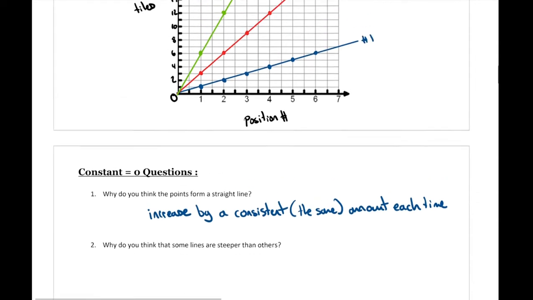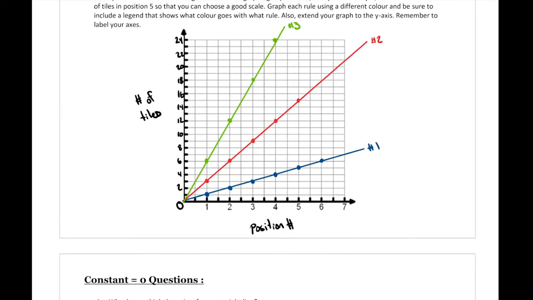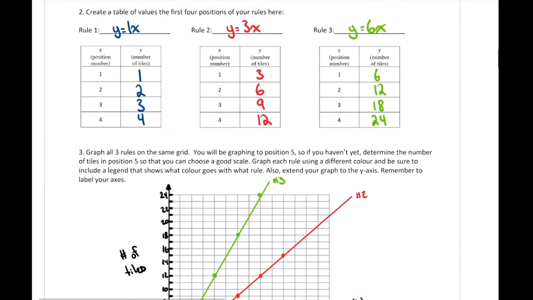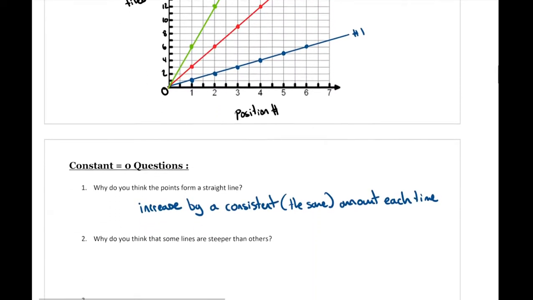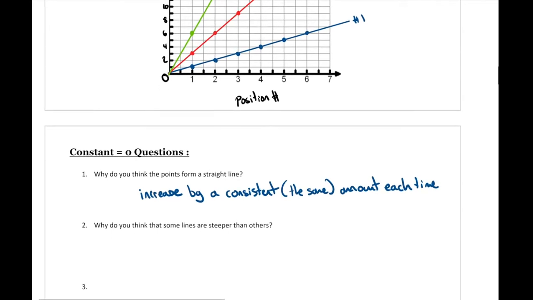So every position that we change, they're increasing by a consistent amount, or increasing by the same amount. Right? If we look at rule 1, it's increasing by 1 every time. In rule 2, it's increasing by 3 every time. In rule 3, it's increasing by 6 every time. Because that's what our multiplier is telling us. That's what our pattern is telling us. So we increase by a constant amount each time.